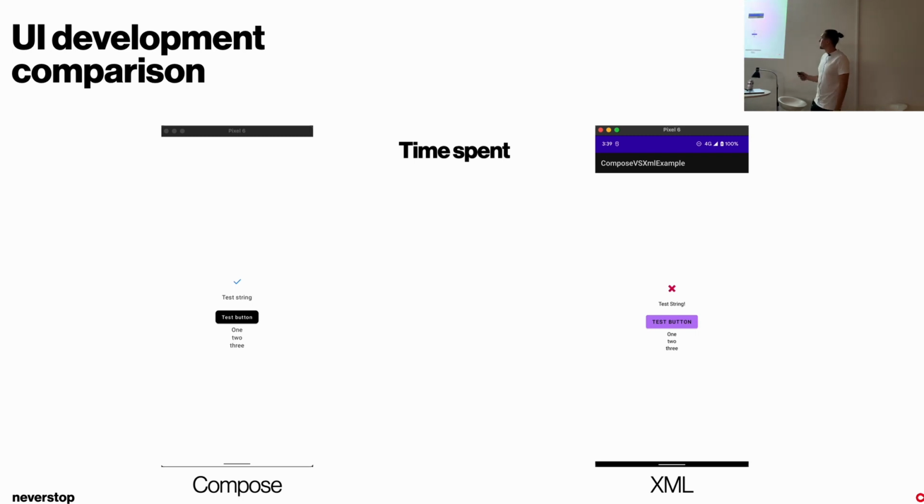But okay, for the time spent, does anyone want to guess what's the difference, or how much did it take for one and the other? 8 times faster. Yeah? Anybody else? If not, it's not 8 times faster because it's really simple, but still, for Compose I needed 4 minutes and 30 seconds, and for XML it took me like 14 minutes.